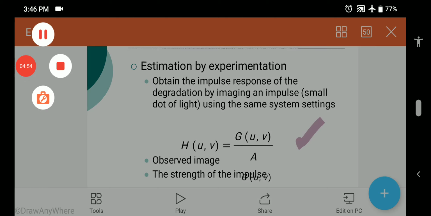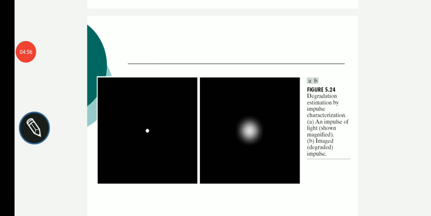If you see the image, this is the degradation estimation using an impulse. The first figure represents an impulse of light, shown magnified. Then the second picture gives the degraded impulse image.